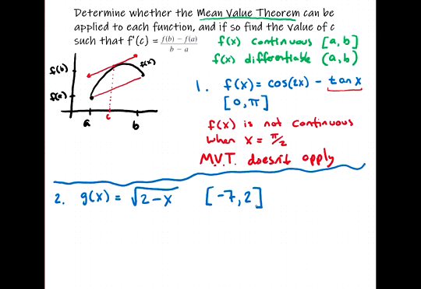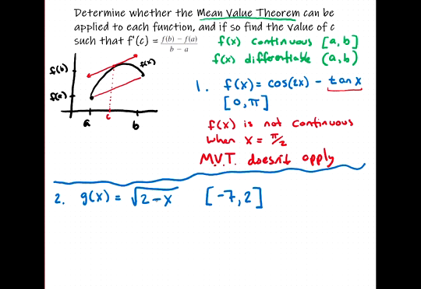Now, is the function continuous? Well, the square root function is continuous everywhere in its domain, and the g of x is defined everywhere between -7 and 2. If you plug in any number from -7 to +2, you will be able to take the square root of 2 minus x, meaning you won't get a negative number under the radical. So the function is continuous.